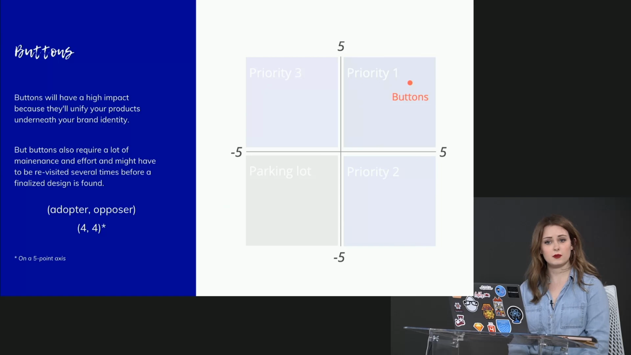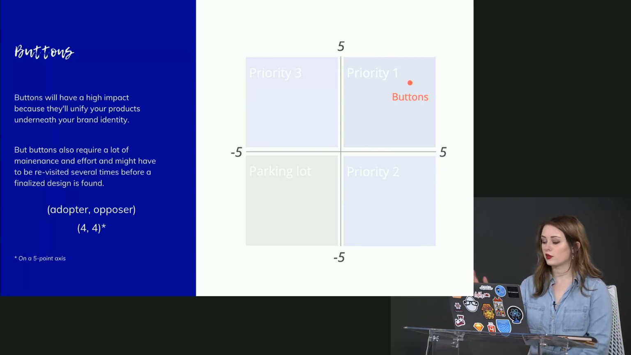So buttons are going to have a high impact. They're really going to unify our products, and they're going to help instill a sense of brand identity. They do, however, require a lot of maintenance and effort. They might have to be revisited a couple times in terms of styling and things like that, but they're going to have a good impact. So those would maybe be priority 1.